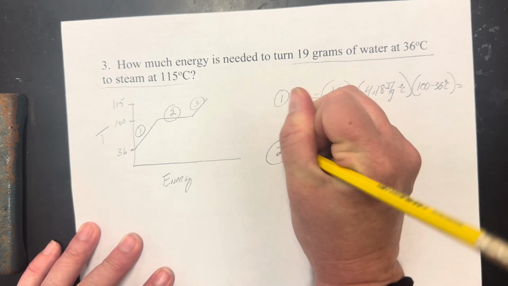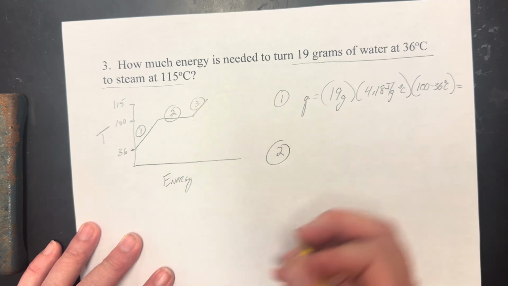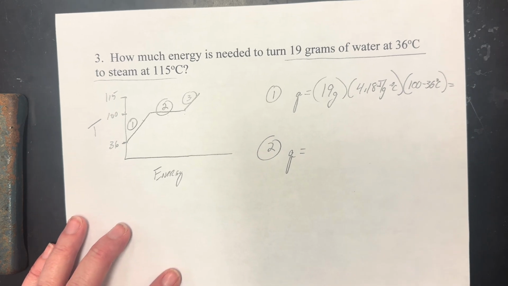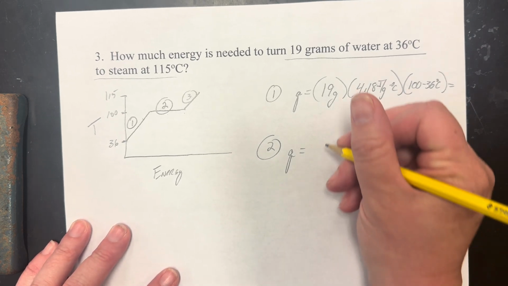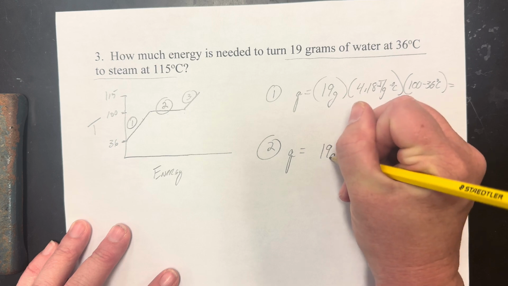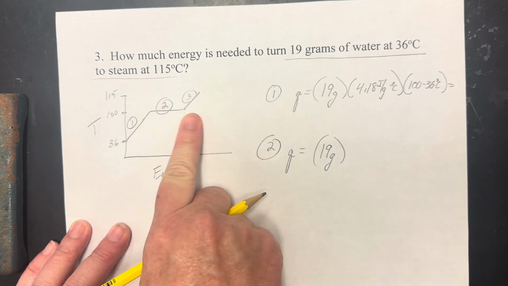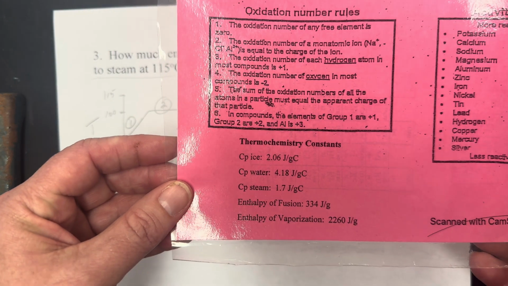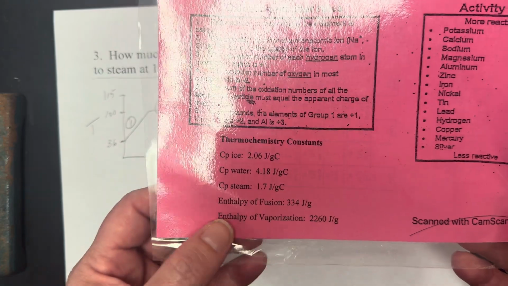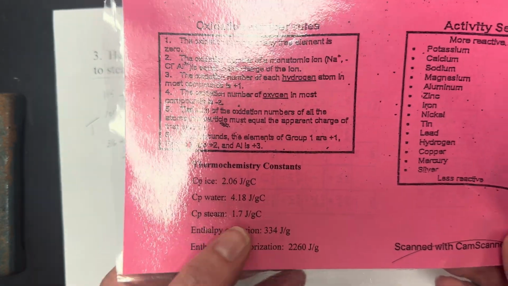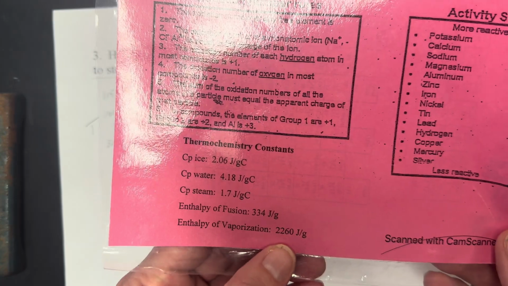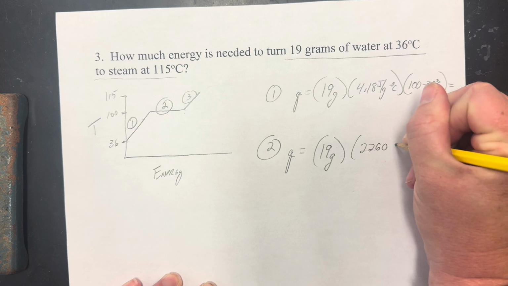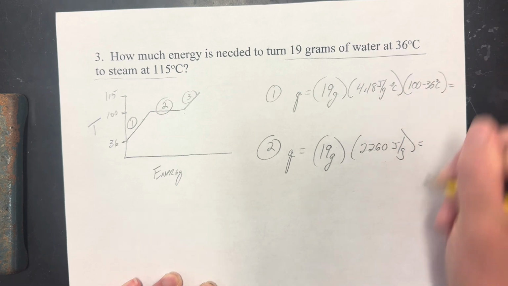Then step 2, I am vaporizing. So in this case, when you're changing state, remember there is no change in temperature when you change state. So the equation is just simply the mass, which doesn't change, that's 19 grams, times, in this case, the enthalpy of vaporization, which again, you'll have that constant there. The enthalpy of vaporization for water is 2260, right there. So 19 times 2260, and that's simply in joules per gram. Remember, no temperature involved there.